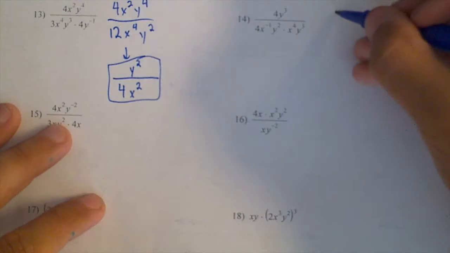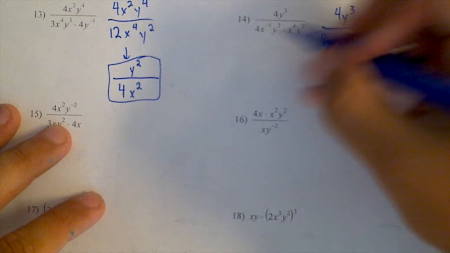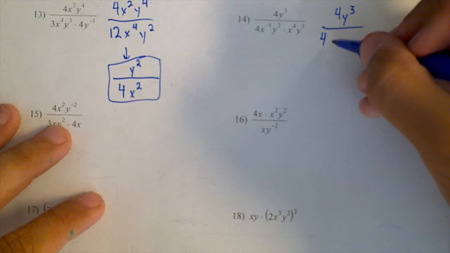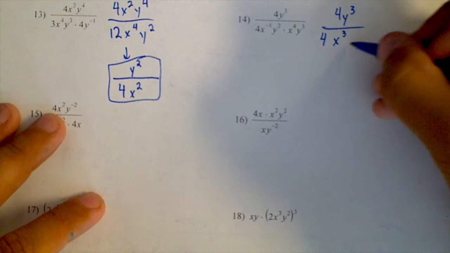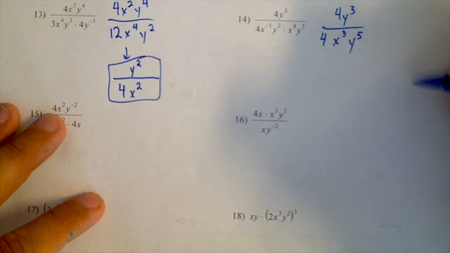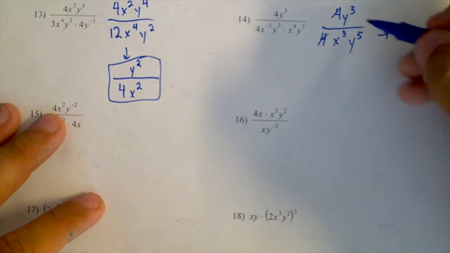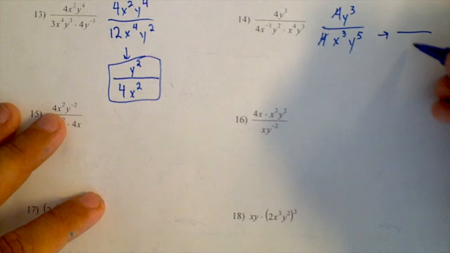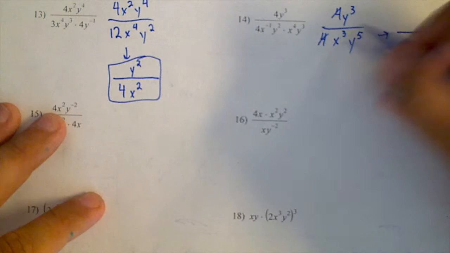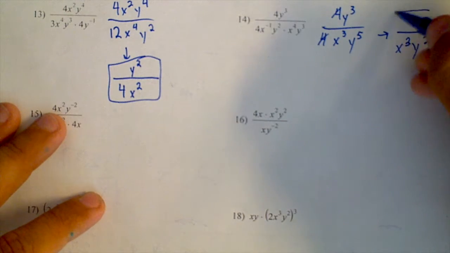14. The top doesn't change. The bottom becomes simplified. 4. The x's, keep the base, add the exponents. Negative 1 plus 4 is 3. Y to the fifth. 4 divided by 4 cancels. The only thing I need to do is combine my y's. 5 minus 3 is 2. And since there's more y's on bottom, that's where it'll stay. X to the third stays. And there's nothing else left on top, so I put 1 as a placeholder.